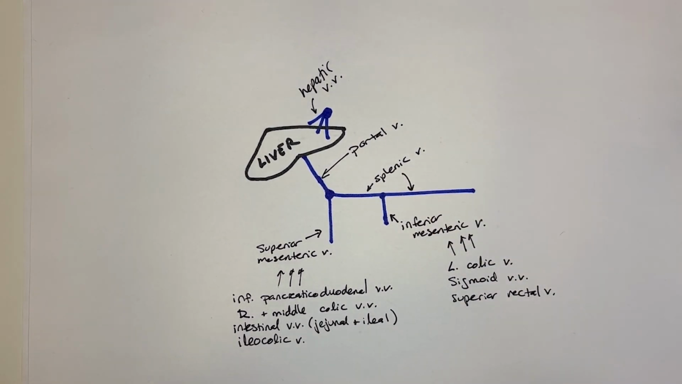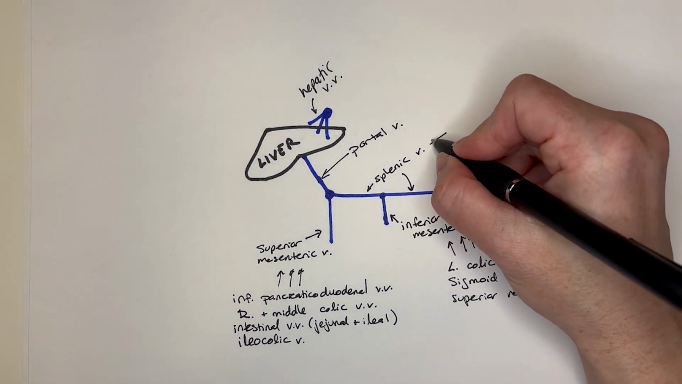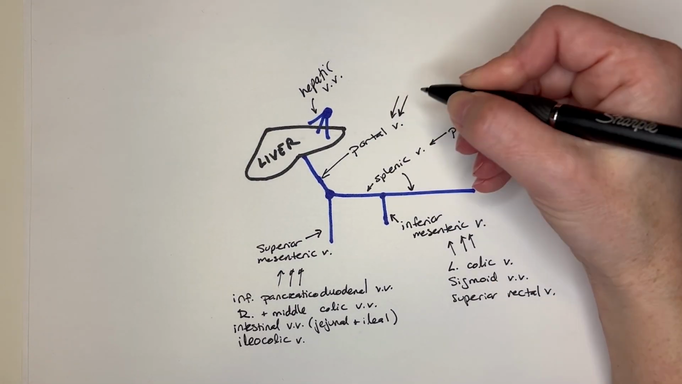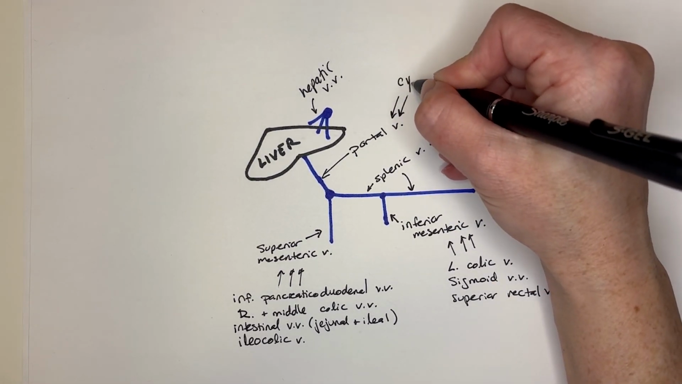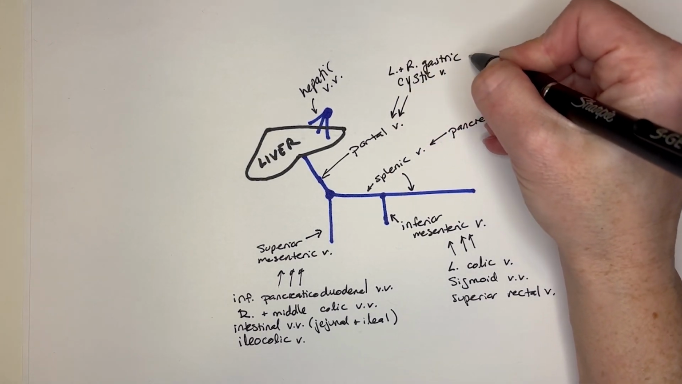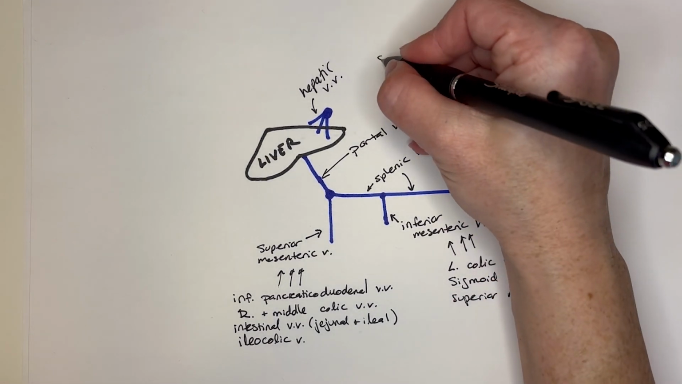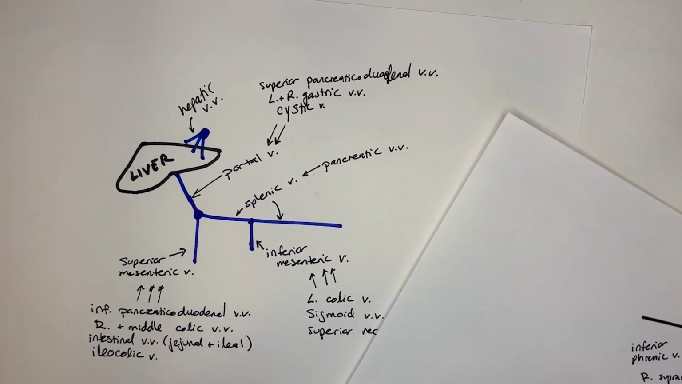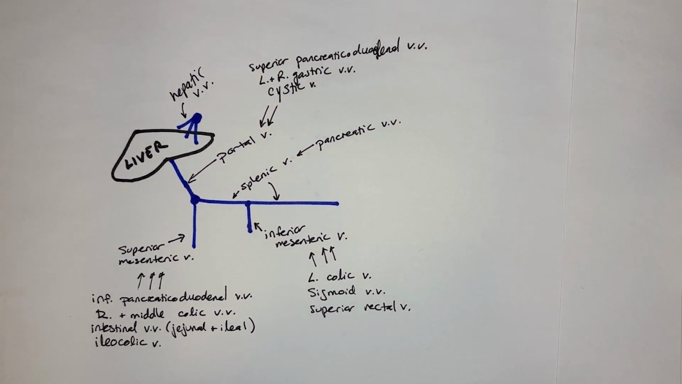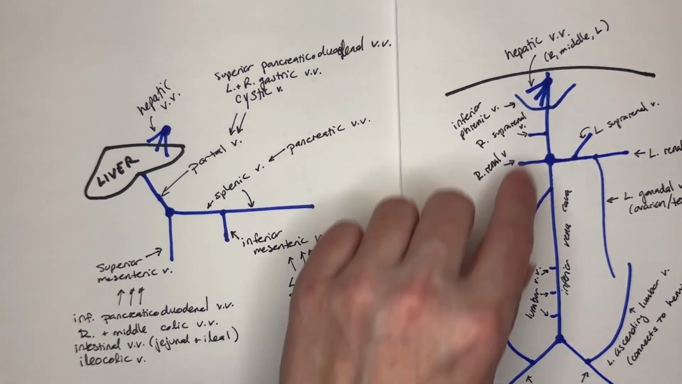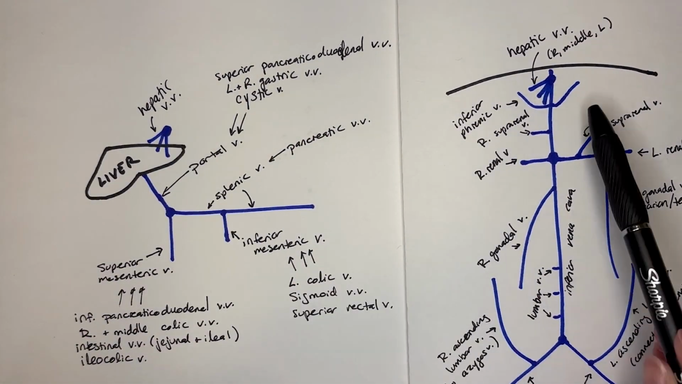Branching off of the splenic vein, we are going to expect to find the pancreatic veins. Branching off of the portal vein, we'll expect to find our cystic vein, our left and right gastric veins, and our superior pancreatico-duodenal veins. So essentially, everything draining from the digestive system passes through the liver to get to the hepatic veins and then back to the inferior vena cava.